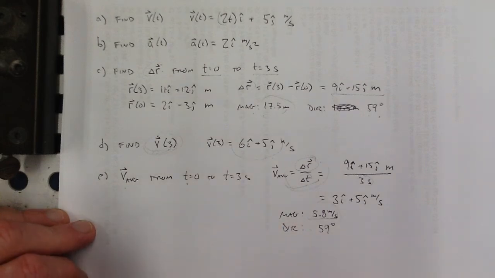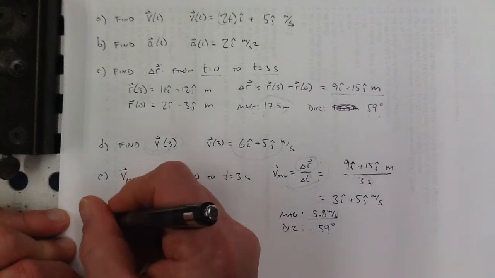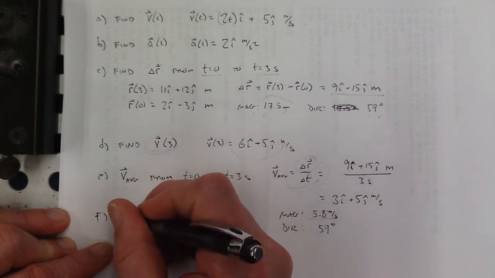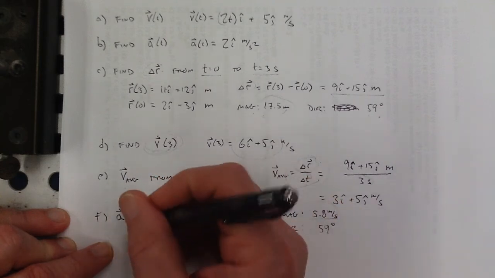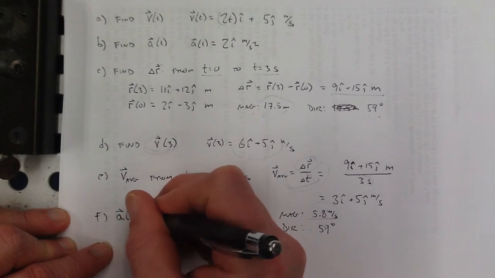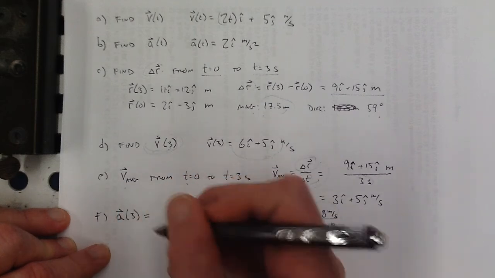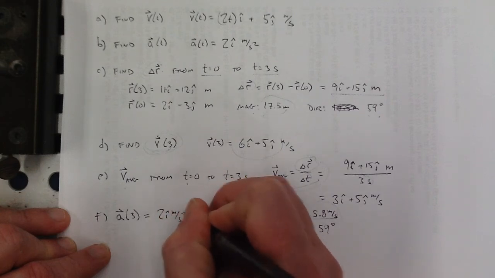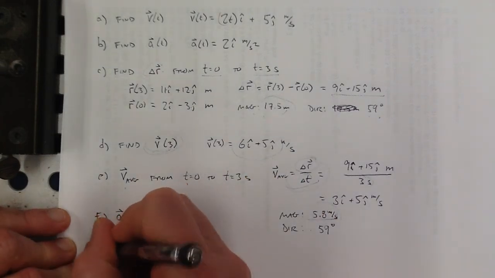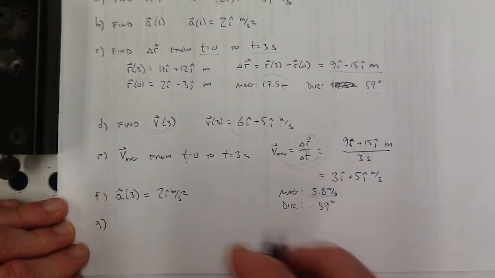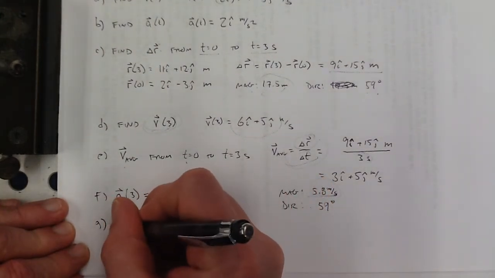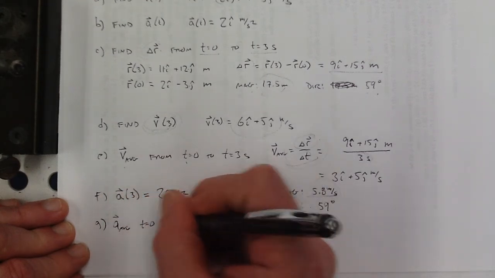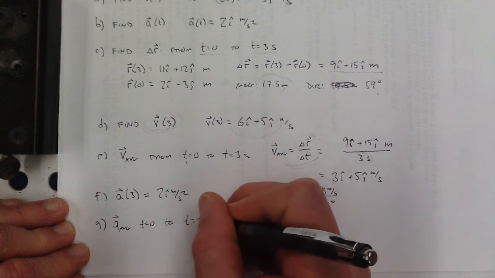All right, is there anything else that I need to, let's see, let's just also find the instantaneous acceleration at time 3. Well, the acceleration's constant, so it's always that. And then last thing, how about if we find the average acceleration from time 0 to time 3?